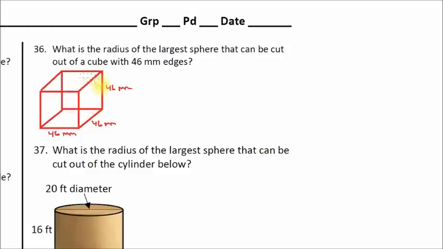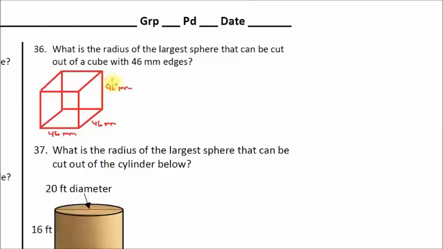Picture this. If the diameter of the sphere was 50 millimeters, it's going to be too wide to fit in this cube. Same thing about the height. If the height of the sphere, or the diameter of the sphere, is greater than 46, it's going to be popping out of the top of this cube. So the way you do this is you look at the smallest dimension that you're given.